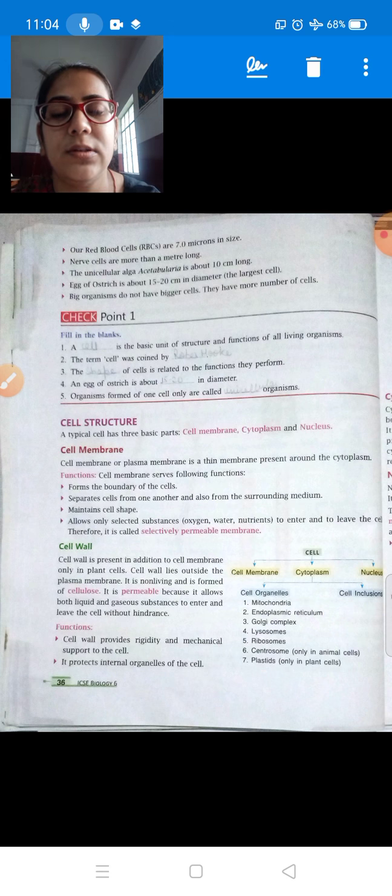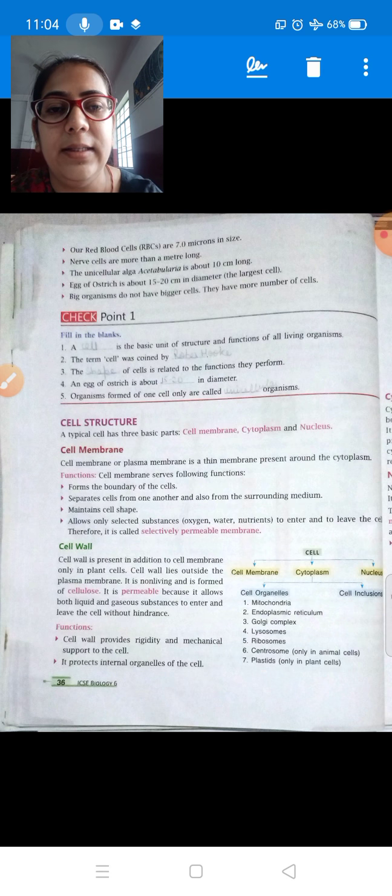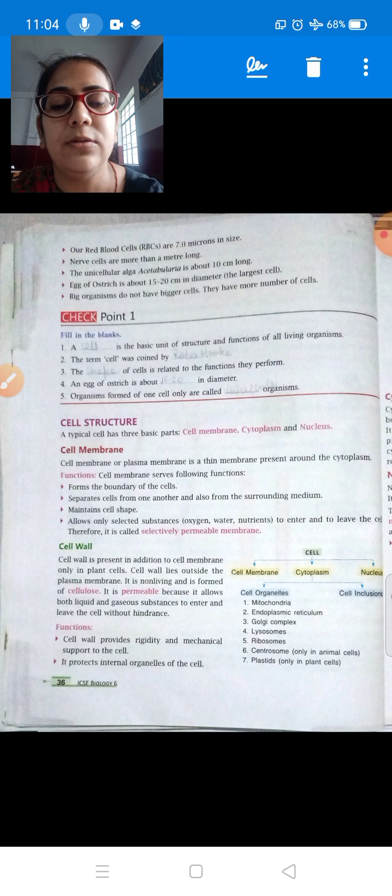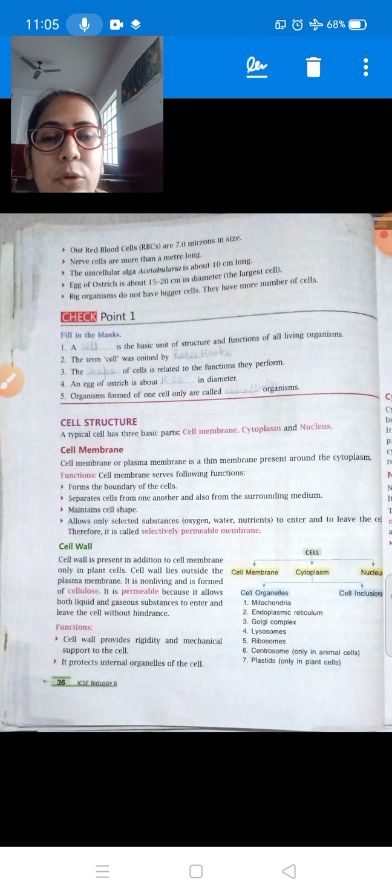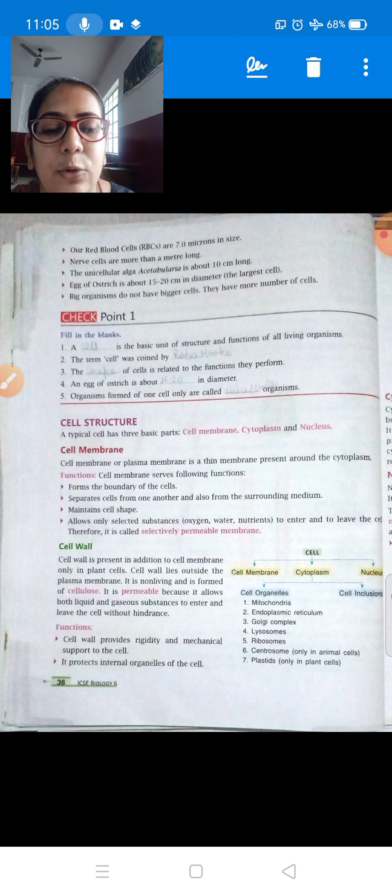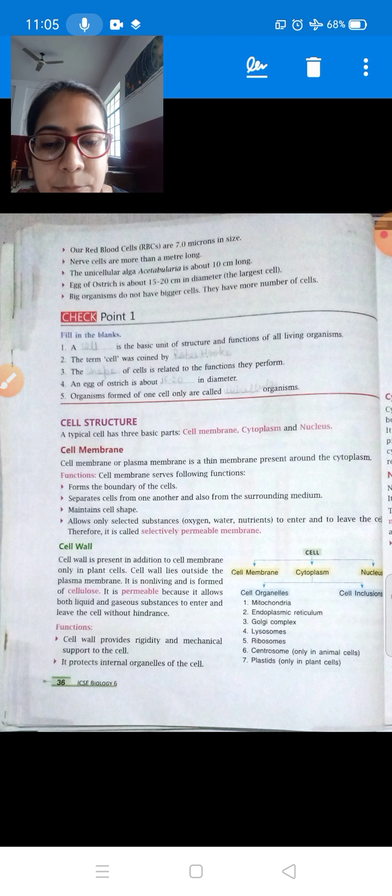Because cellulose is a non-living molecule, the cell wall, which is made up of cellulose, is also non-living. The cell membrane is living, but the cell wall is non-living. The cell membrane is made up of fats and proteins, but the cell wall is made up of cellulose. The cell membrane is present in both plant and animal cells, but the cell wall is present only in plant cells.